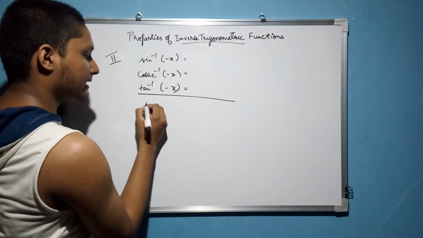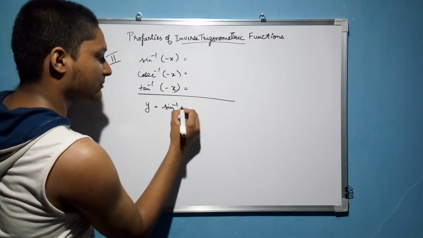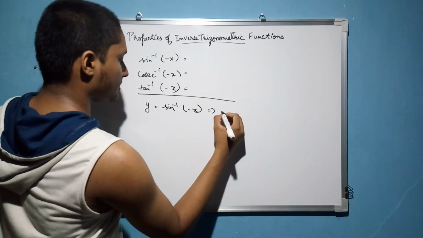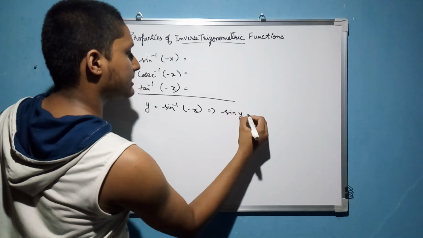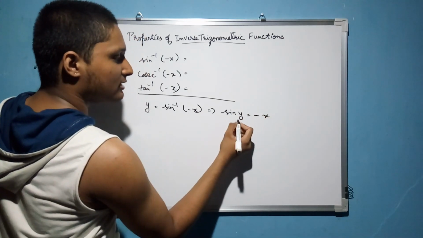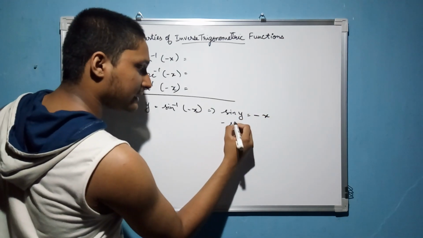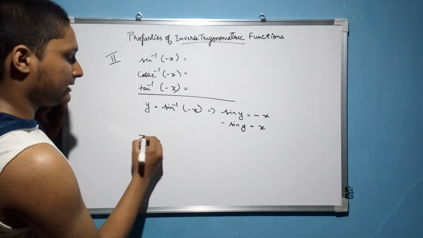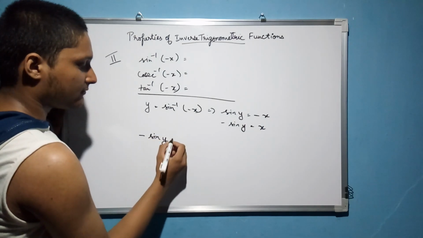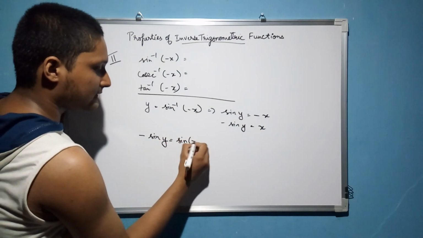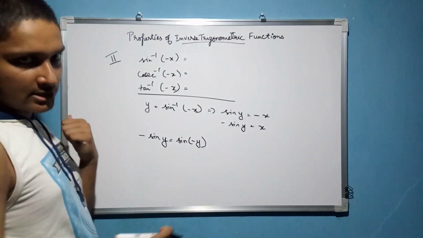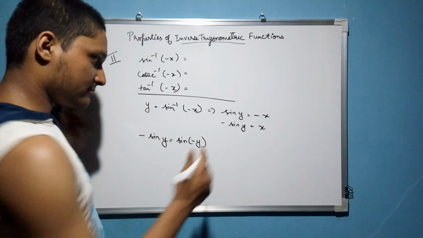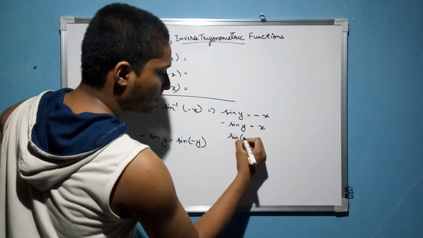So let me take y is equal to sine inverse of -x. That was a similar method I used. So now I am taking sine on both sides. This comes to be sine y is equal to -x. Taking minus to the left hand side, this comes to be minus sine y is equal to x. Okay, minus sine of y is equal to sine of minus y. That was the thing we learned last year. Sine of -x was minus sine x. Like that, minus sine y is equal to sine of minus y. So this comes to be sine of minus y.